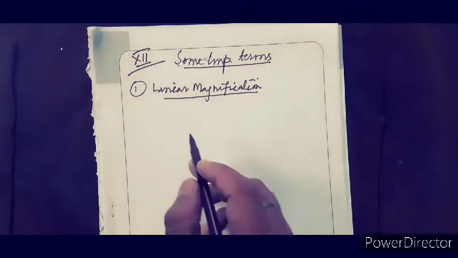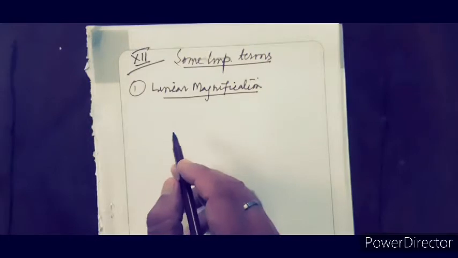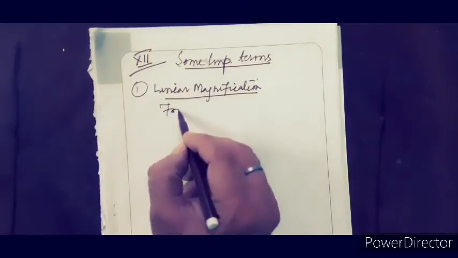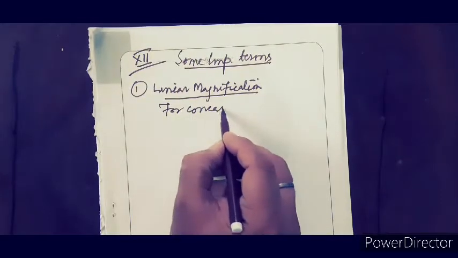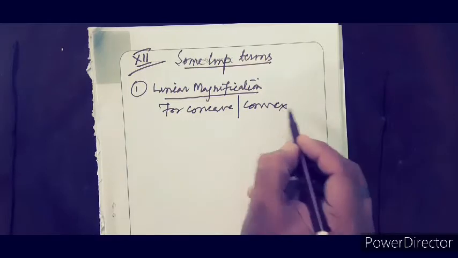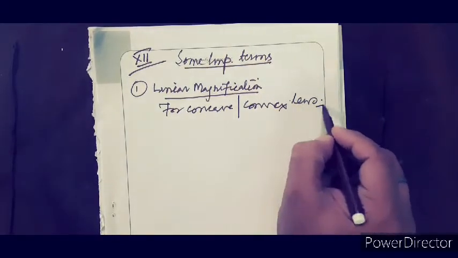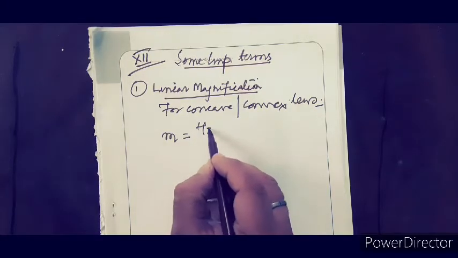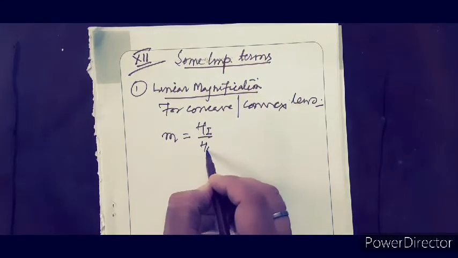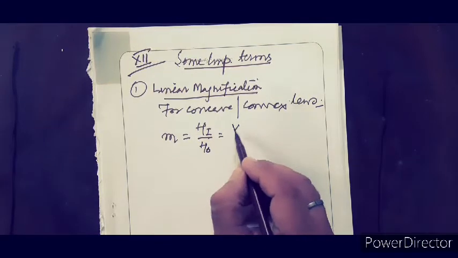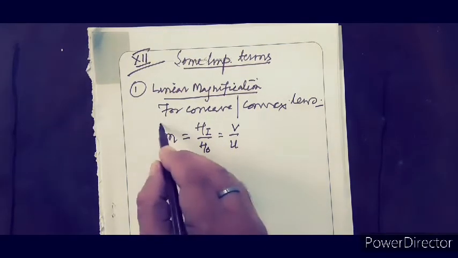Some important terms of the lens. The first one is the linear magnification. For concave or convex lens, linear magnification is in fact the height of the image by height of the object. That is, the ratio of the height of the image to the height of the object is equal to V by U, plus V by U.